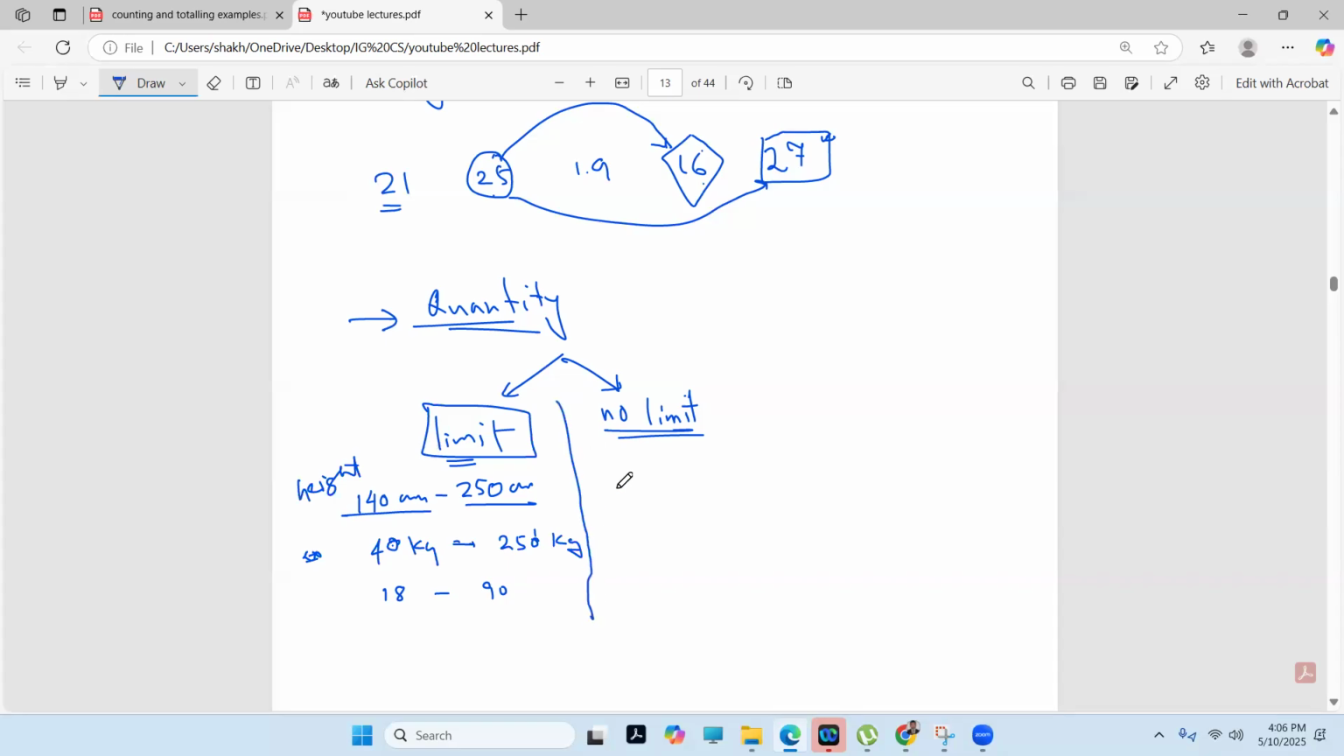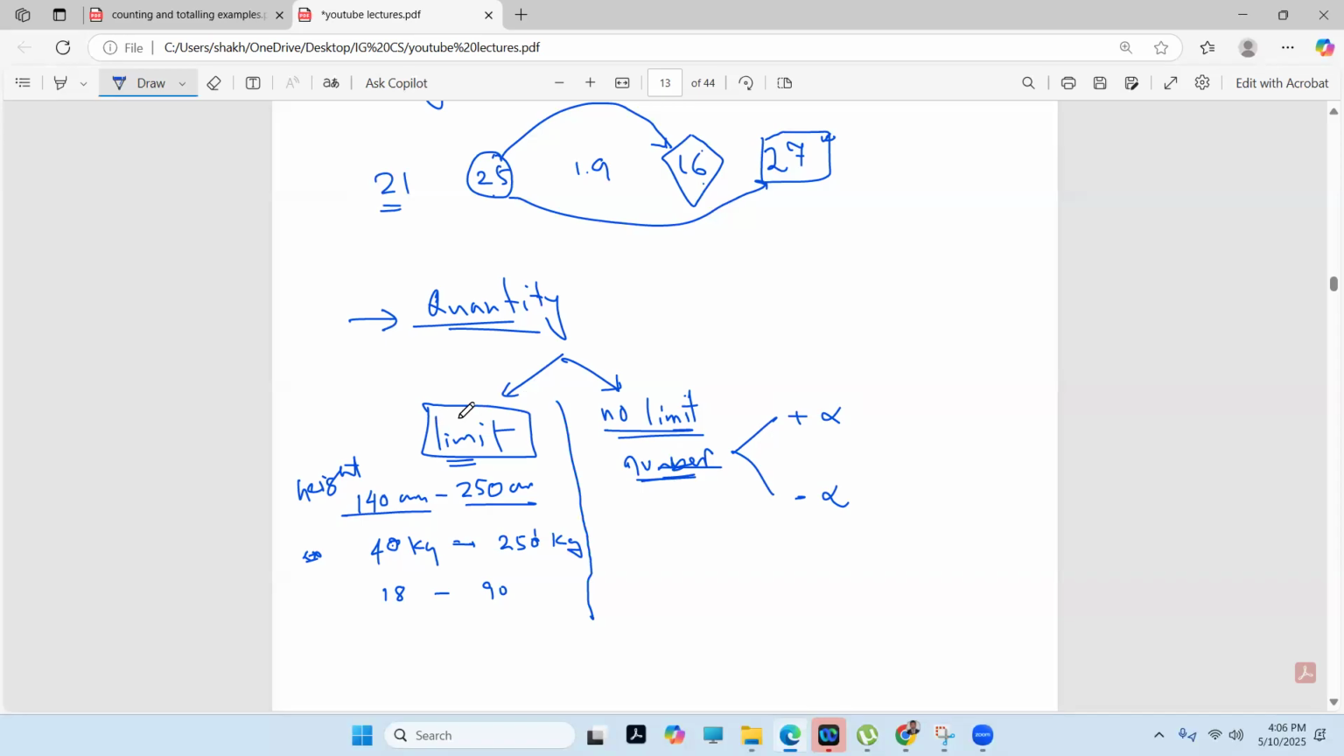There is another thing which has no limit, most commonly the numbers. Numbers have no limit. What is the highest number? The highest number is positive infinity. And what is the lowest number? The lowest number is negative infinity. Is this clear to you?